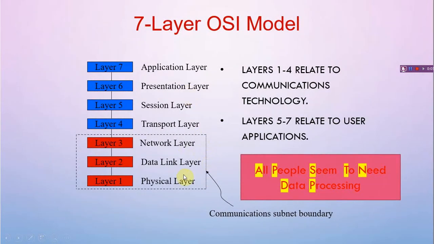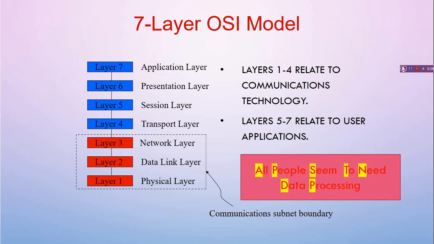Layers 1, 2, 3 and 4 are related to communication technology, and 5, 6, 7 are related to user applications. These upper layers are related to user applications or software, and the lower layers are related to communication or hardware.